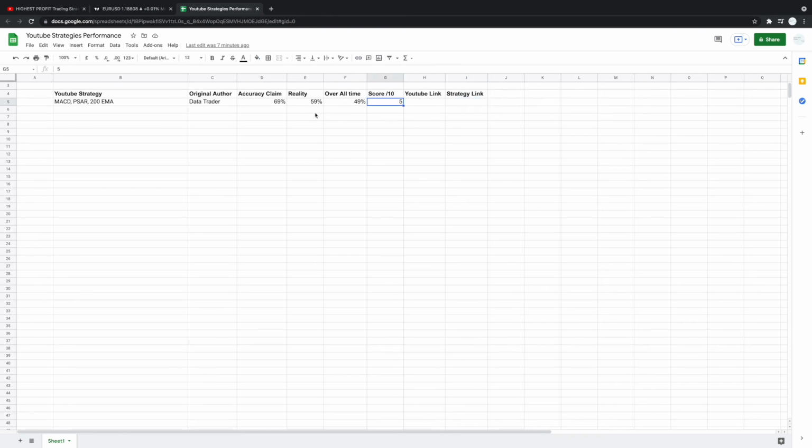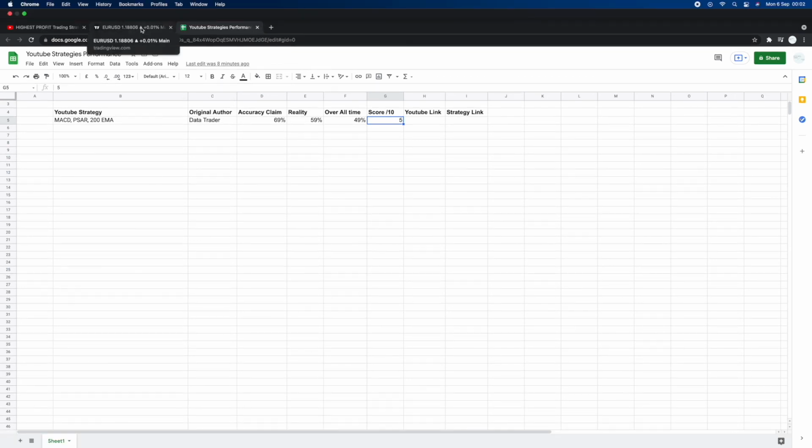I'll leave this Excel sheet with my score as well. I'm putting this first one at 5 because I feel like I need more to compare against. This one was profitable for the time he tested it in. It didn't get as many trades as he claimed, but it was still profitable. So I feel like a 5 is necessary.